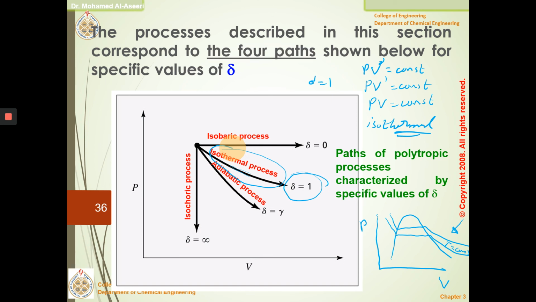We already said that if my delta is equal to gamma, then I would have PV to the power gamma is constant, which is adiabatic. And then what's the difference between isothermal and adiabatic in terms of plot? Let me bring another color and show you.